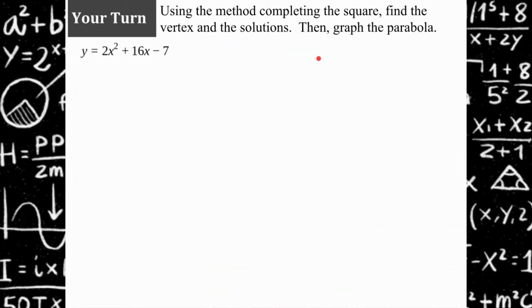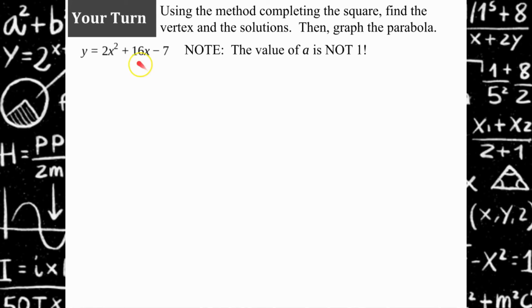All right, your turn. I would like you to use the method of completing the square to write this in vertex form to find the vertex and the solutions or the x-intercepts. And I would like you also to sketch a graph of the parabola. So go ahead and pause and come back and hit play when you're ready to check your work.